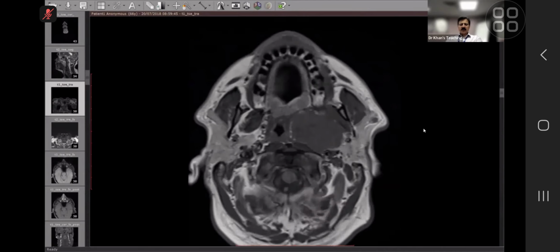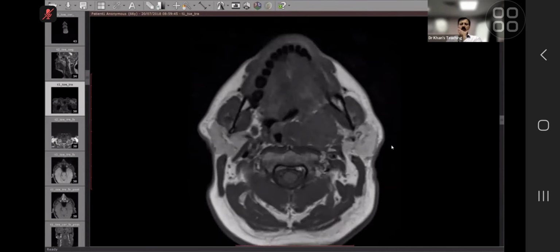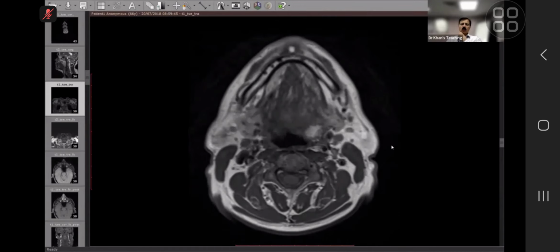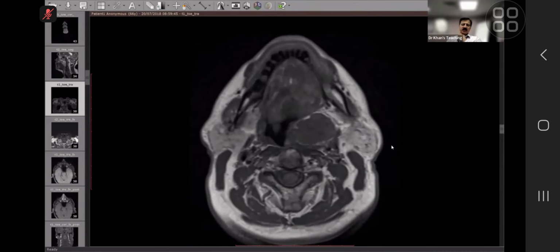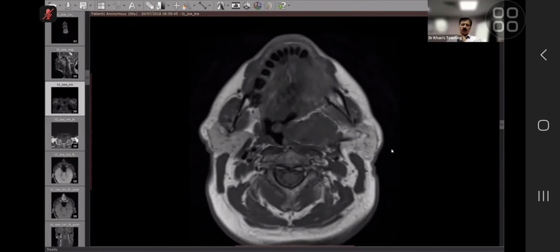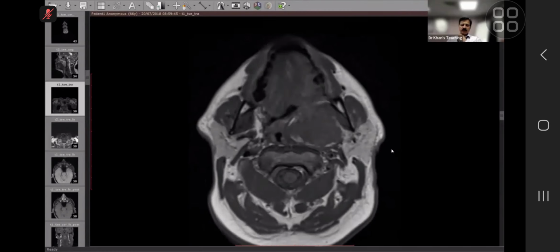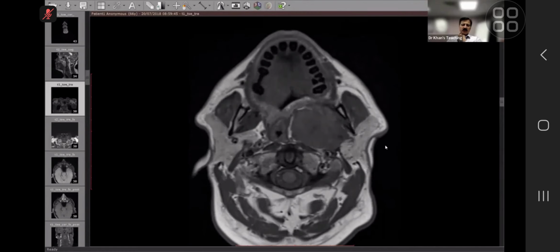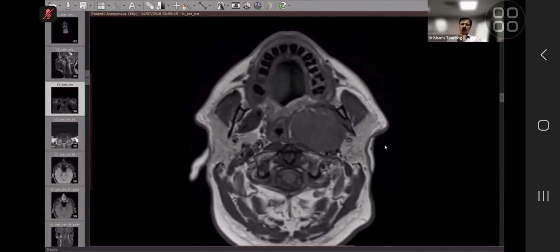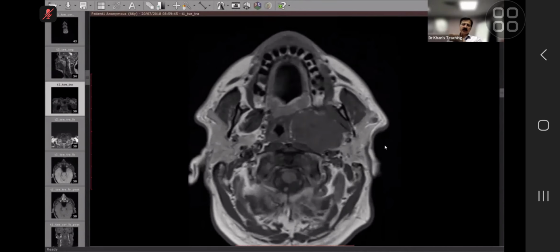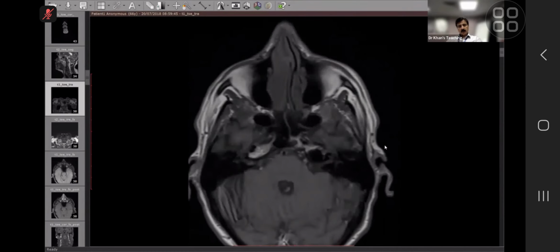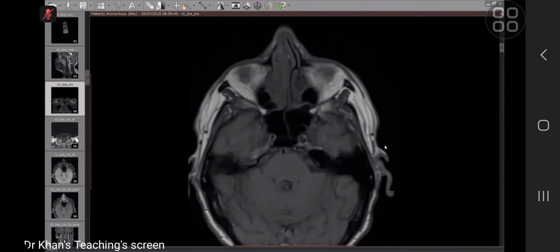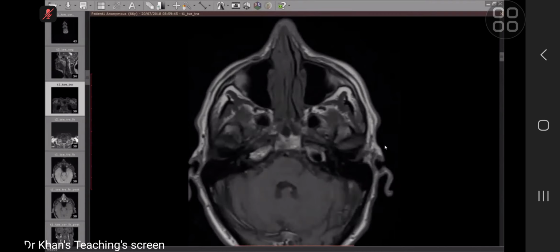So there is a mass on the left side. Orient yourself and describe. Go up and down. Describe which space this is arising from and what it is doing. How have you concluded which space it is? Go all the way to the skull base and come back, and take your time. Okay, sure. So here I'm at the skull base. I'm moving downwards.